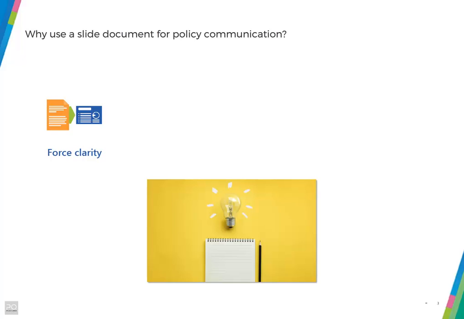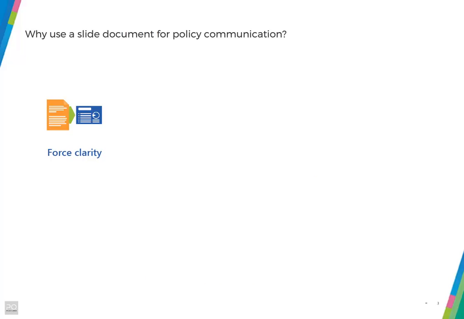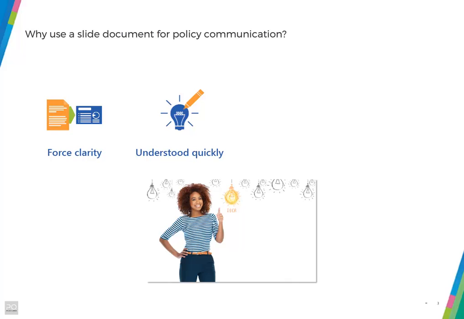The first reason is to force clarity. Dense, convoluted text can obscure weak arguments and leaps of logic. We follow a practice of limiting ourselves in a slide document to one main idea per page. As an author, this forces you to boil the information down to your key messages, ideally backed up with killer facts or evidence. The second reason is to be understood quickly.